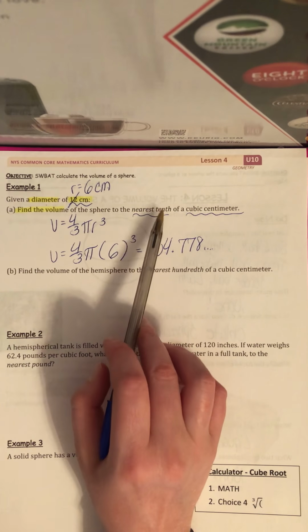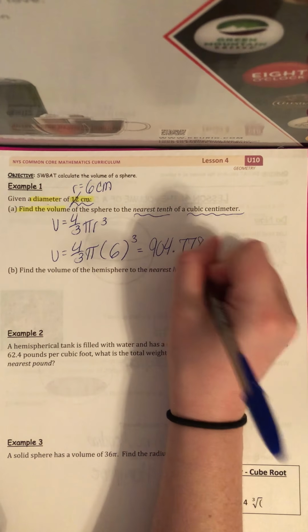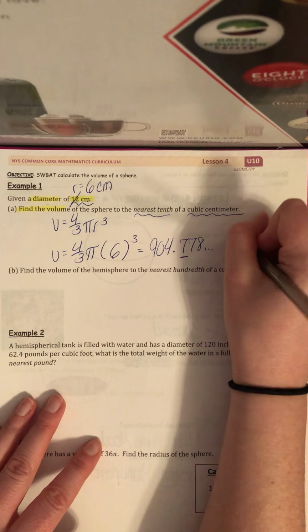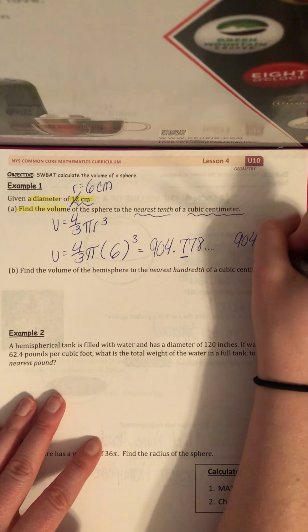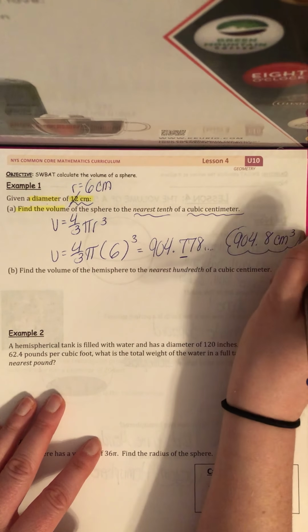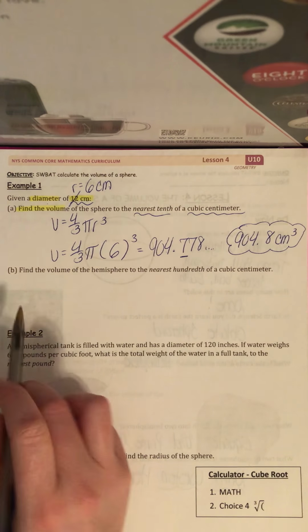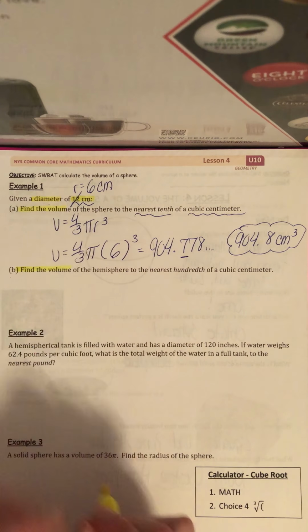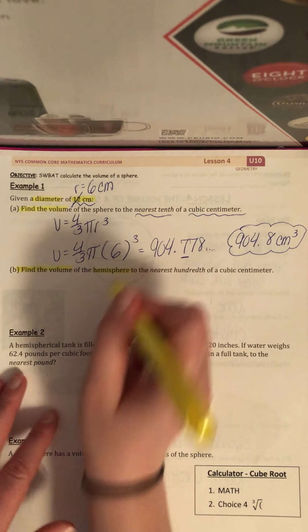And look, to the nearest tenth, there's 1 0 in the number 10. So I'm going to stop at that first 7, and that's going to round to about 904.8 centimeters cubed, because that's the volume. It's what I was looking for. That was part A. Part B now says to find the volume. So I'm going to just highlight that of the hemisphere.